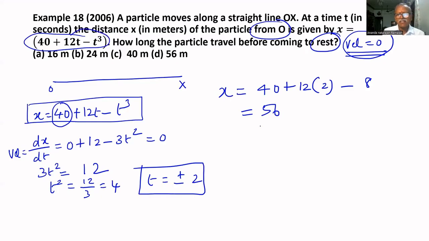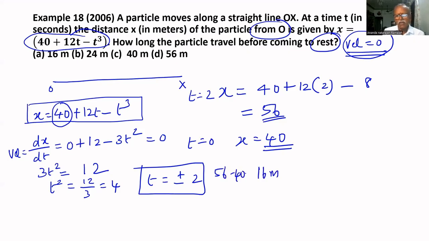So when t equal to 0, what is the distance we have to find? This is when t equal to 2. When t equal to 0, what is the distance? Substitute t equal to 0 in x. T equal to 0, if you put, x equal to 40. Therefore, when t equal to 0, initially it is at 40, now it is at 56. Therefore, before coming to rest, it travels 16 meters because 56 minus 40 equal to 16 meters. Therefore, A is the answer.